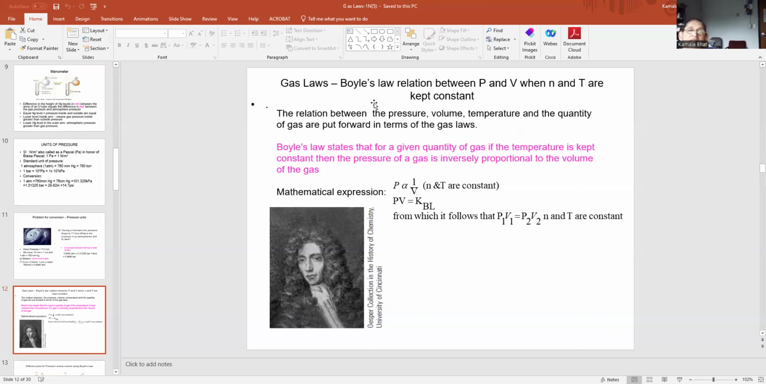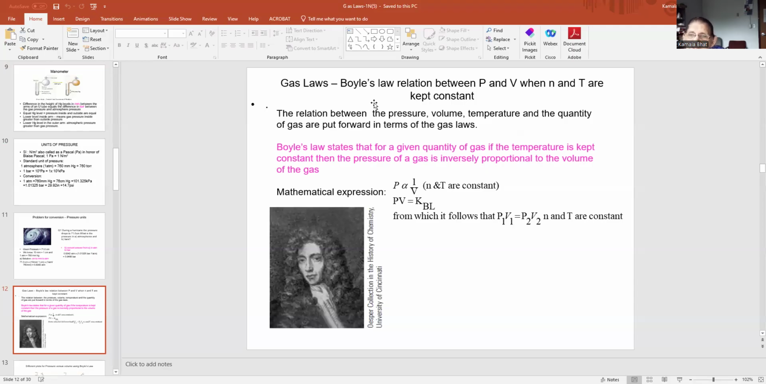Boyle's law states that for a given quantity of gas, if the temperature is kept constant, then the pressure of a gas is inversely proportional to the volume of the gas. That is, P times 1 over volume is constant when n and T are constant. What are n and T? n and T are the moles and the temperature. So we can express this as pressure times volume equals a constant, BL standing for Boyle's law, from which we can say that P1 V1 is equal to P2 V2 when n and T are constant.